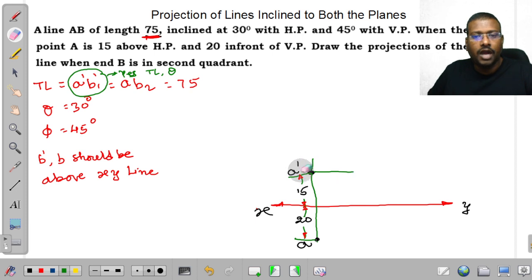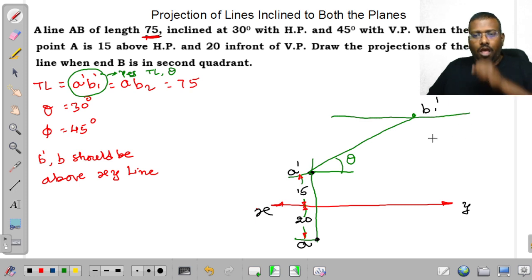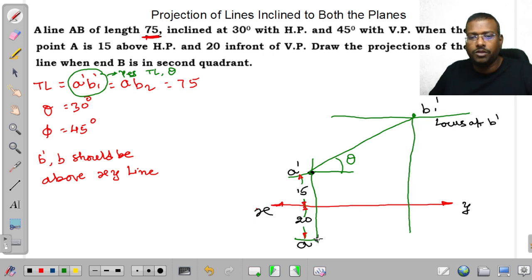Now what do I have to do? At A dash, we have to draw a line making an angle of theta with the true length. We will cut the arc. This is my B1 dash. Immediately I will do the remaining elements also. This is my locus of B dash. Locus of B dash. Okay, sir. After this, what do we know? Sir, if B1 dash is here, B1 will be on the same projector. If I draw a locus at A, we are going to get B1. This is okay, sir. Now, what do I have to do next?